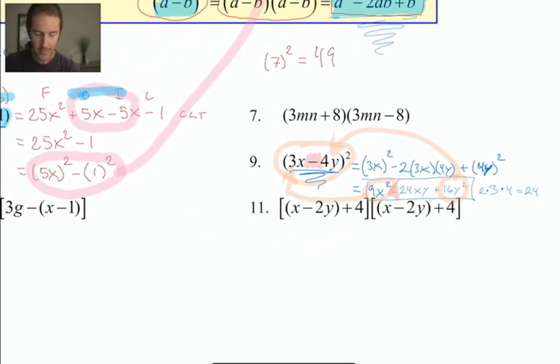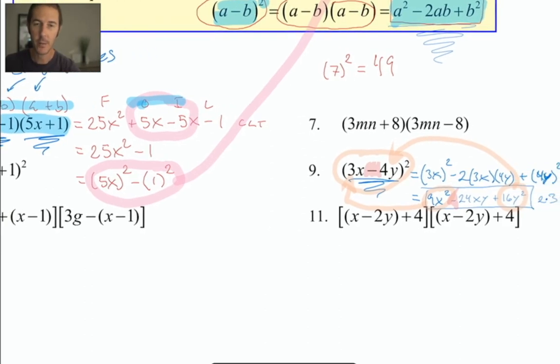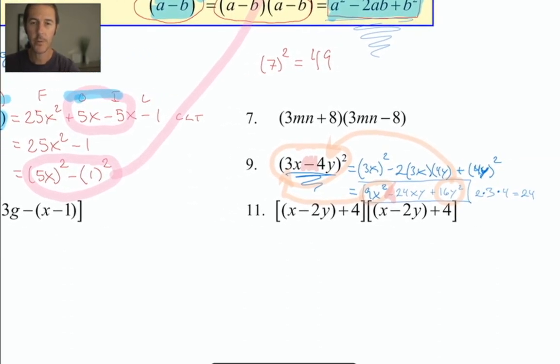All right, so that is an example of foiling the product of two conjugates, which results in a difference of squares. You'll be asked to reverse engineer that process eventually also, and an example of creating a perfect square trinomial by taking a binomial and squaring it.